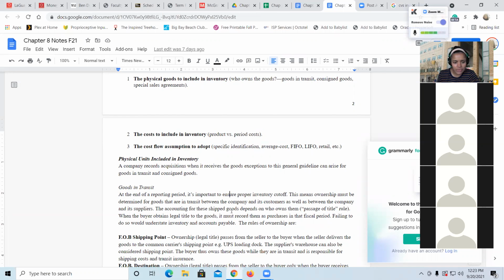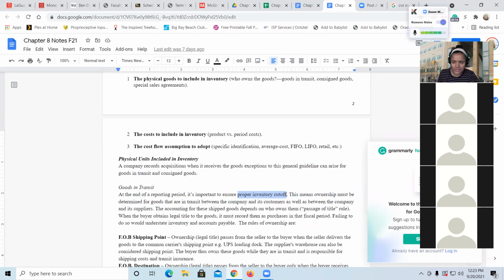So the first thing that we look at is goods in transit. In transit means it's traveling somewhere, right? So they say at the end of a reporting period, this is a fancy way of saying at the end of the month or the quarter or the year, it's important to ensure proper inventory cutoff.